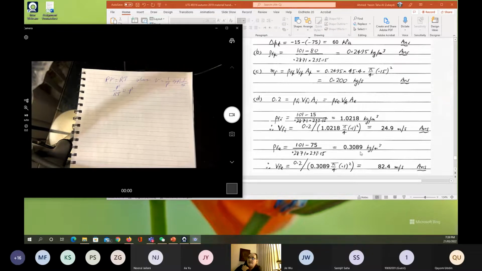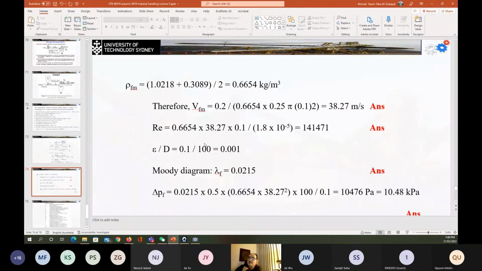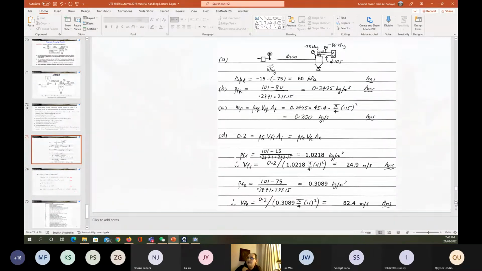So we can find the density at the exit, which is going to be less than the inlet, because at the inlet, more material has been added. At the end it is going to be more diluted. So we use the same continuity equation, and then we can find the velocity at the exit of the pipe. Now, these steps actually were straightforward and don't have anything complicated.